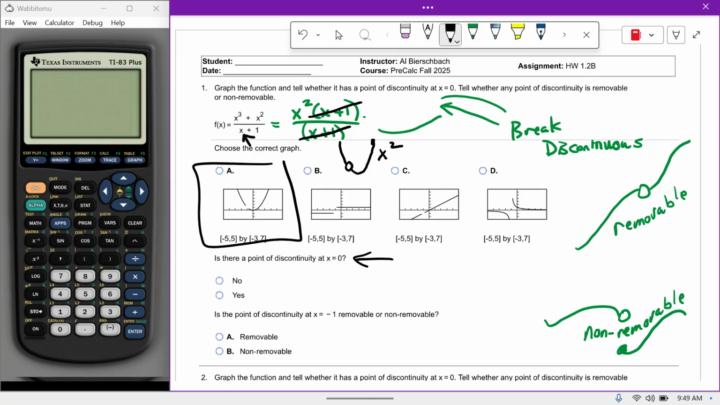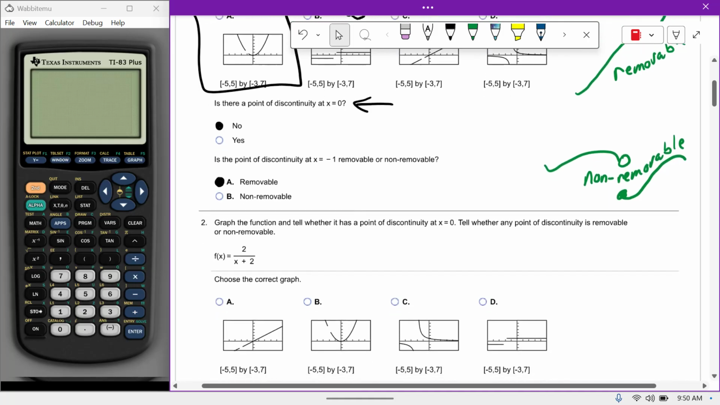Is there a point of discontinuity at 0? What makes something discontinuous is if you're trying to divide by 0. Do we divide by 0 at 0 here? No, we divide by 0 at negative 1. So the answer is no, it's not discontinuous at 0. It's discontinuous at negative 1. And since it's discontinuous at negative 1, what kind of discontinuity is that when it makes a hole, but it goes right up to the hole on each side? It is removable. Okay? So we're going to start out with problems like that, talking about discontinuity, removable, non-removable.